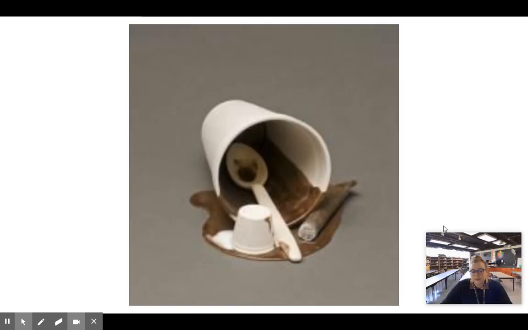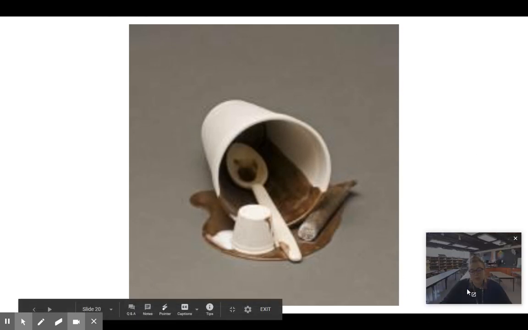Okay, so those are my examples. And that's the introduction to the project. So if you could start working on your plan page, that is due on Friday of this week. Email me with any questions.